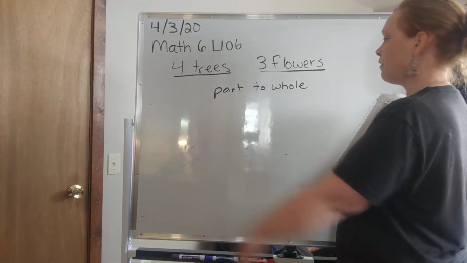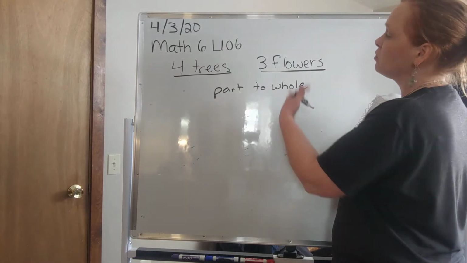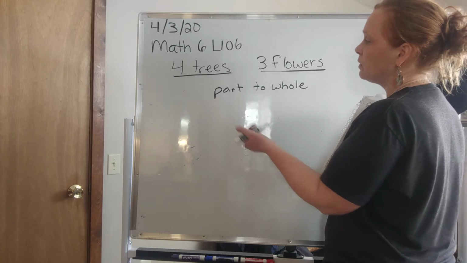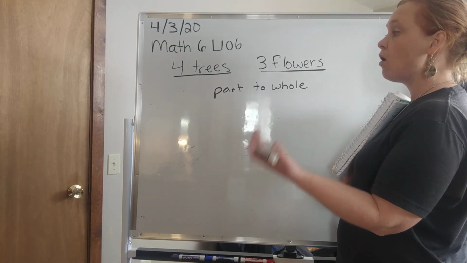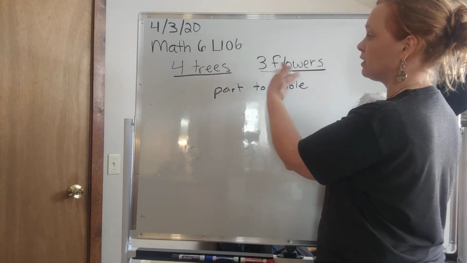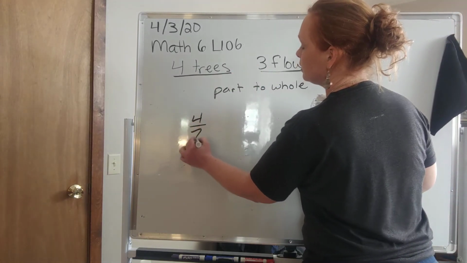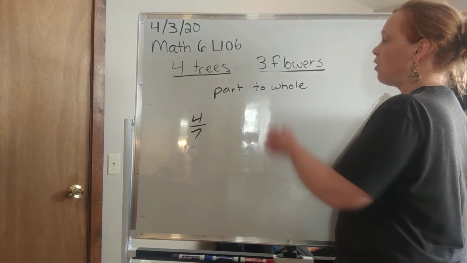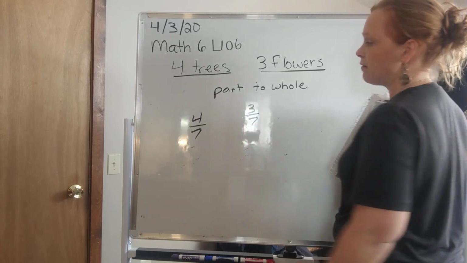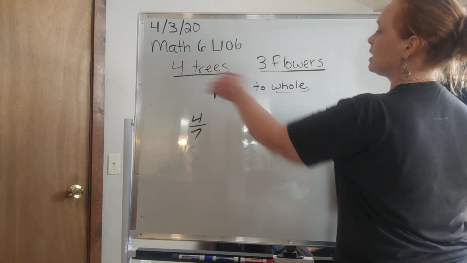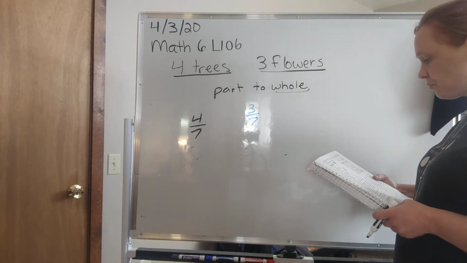Obviously we know that there are a lot more trees and flowers in the forest, but we could do a part to whole. So how many trees are there compared to all the living things that we've listed in the forest? We would say 4 to 7. Or of all the living things that we counted, how many flowers are there? There's 3 to 7. So the whole number is how many pieces there are all together.